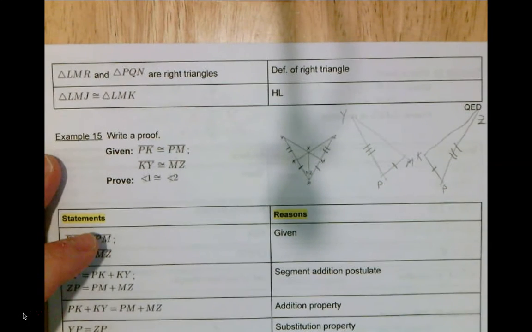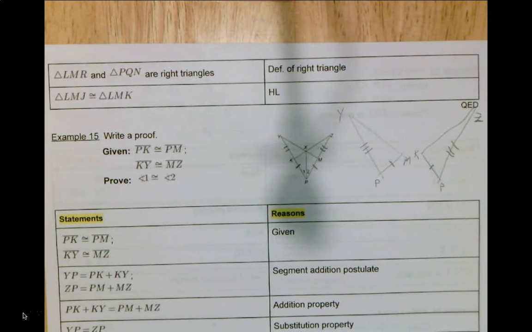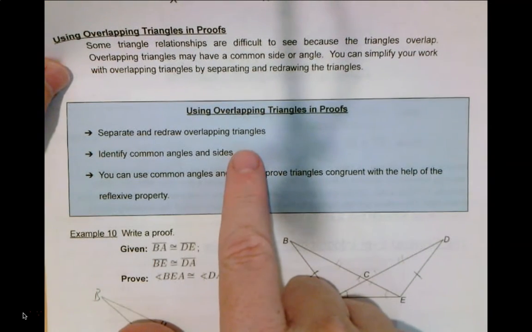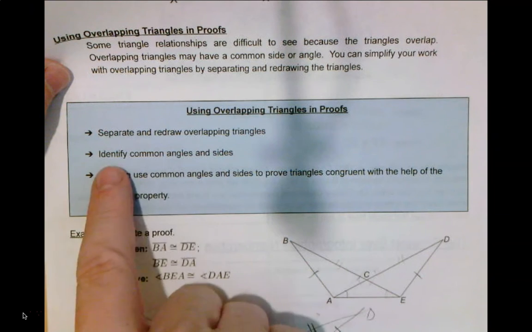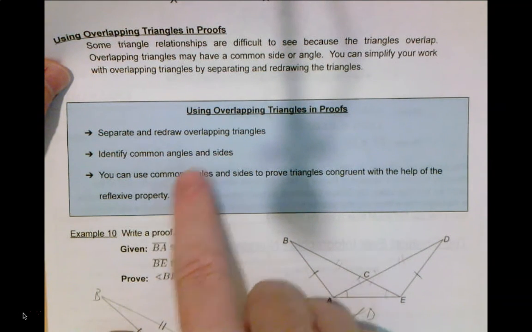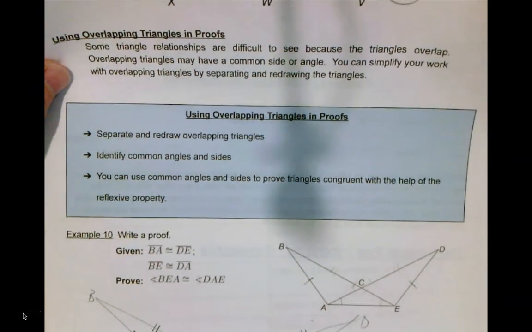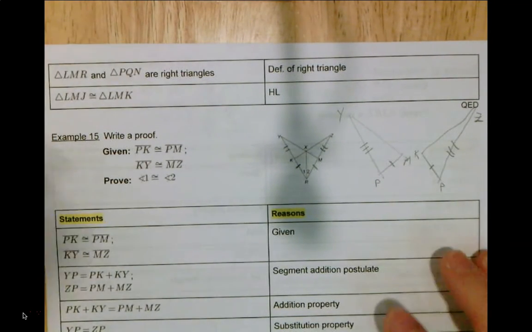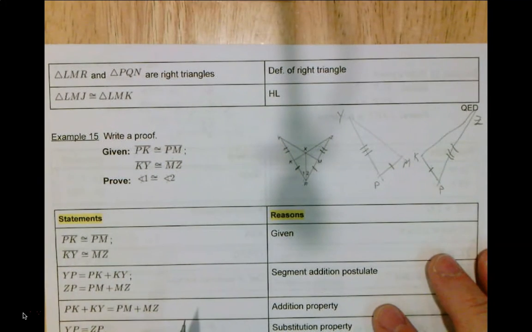What else do we know? Well, let's back up to the hints. Separate and redraw. I did that. Identify common angles and sides. We haven't done that yet. We're going to use those common angles and sides with the reflexive property to prove these triangles are congruent. So, what's the common angle and or side?